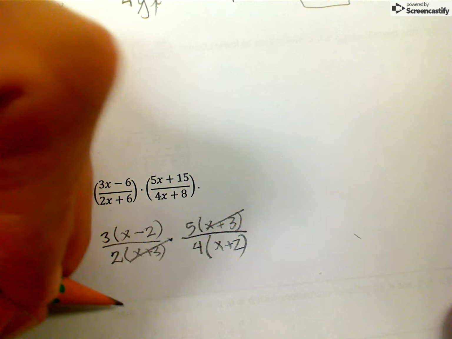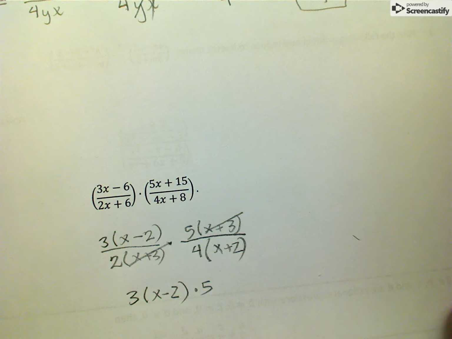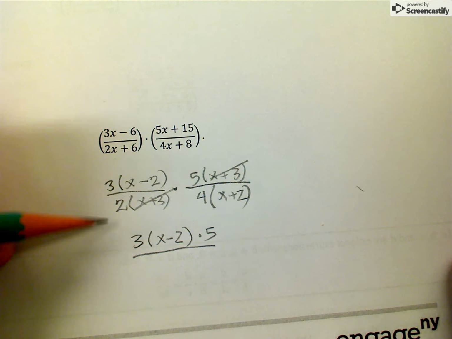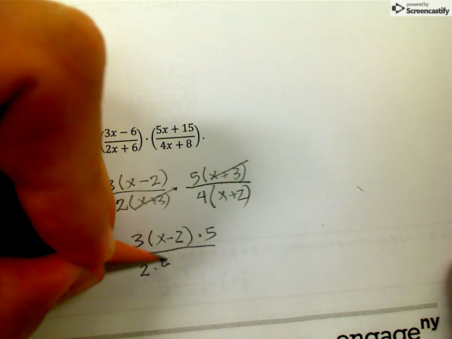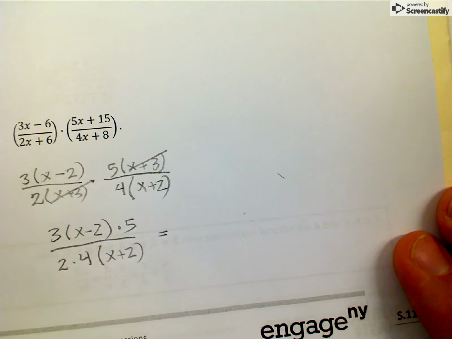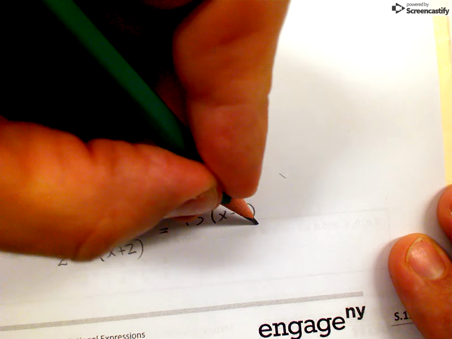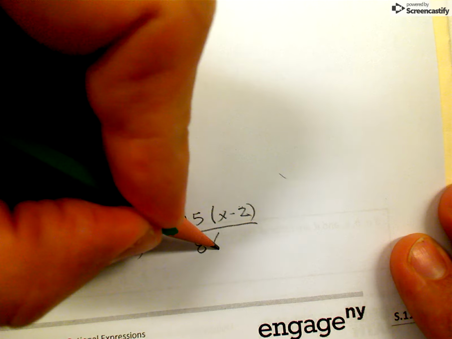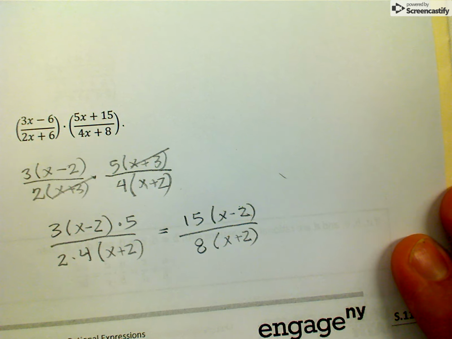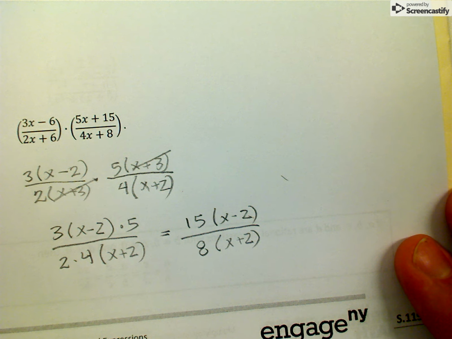So let me rewrite what I'm left with. There's the product of the numerators. And then on the bottom, I get 2 times 4 times x plus 2. And of course, we can simplify this a little bit better by multiplying those constants. 5 times 3 is 15 times x minus 2. And on the bottom, we get 8 times x plus 2. And that is the product of these two original rational expressions in its simplified form.